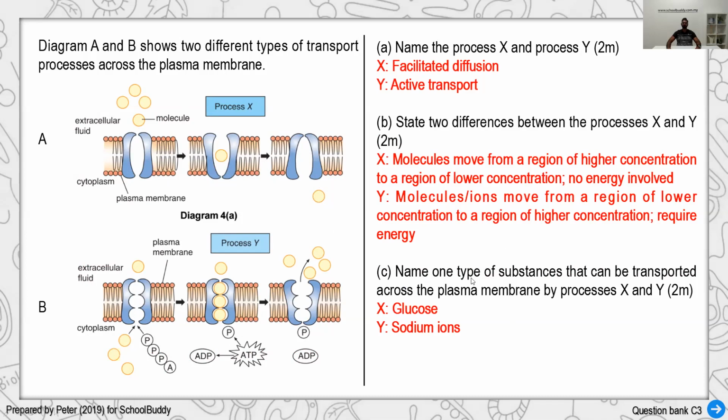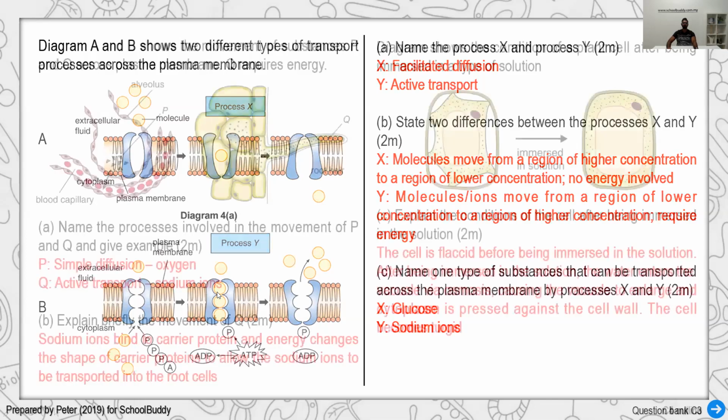Next, we can see the type of substance example. In the case of X, you can give glucose, because it just needs this carrier protein to go into our cells. In the case of sodium ions, obviously they require active transport in the presence of ATP energy. So these are the differences you can see comparing two different types of diffusion and transport.